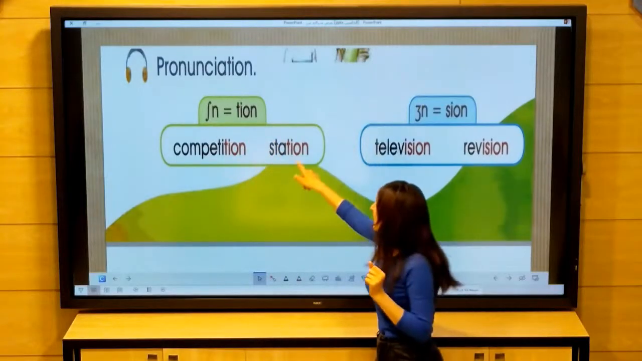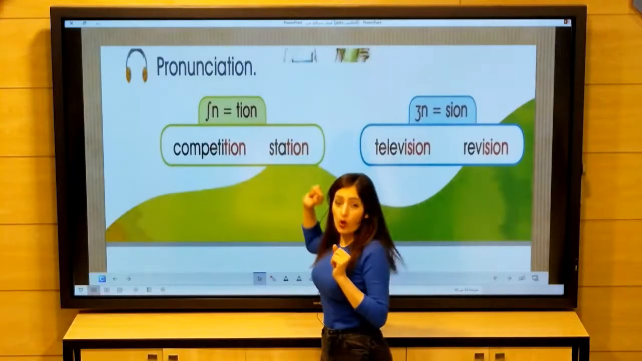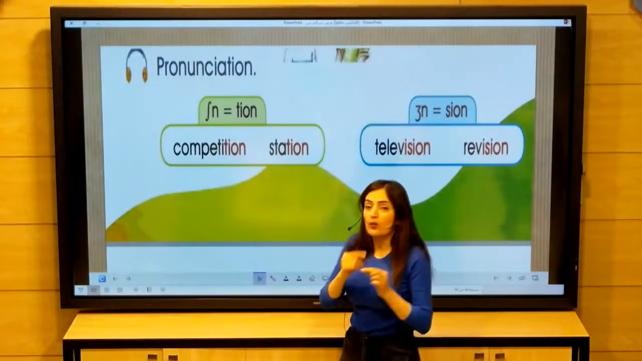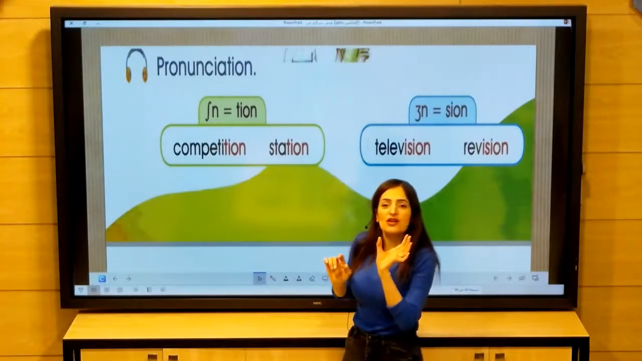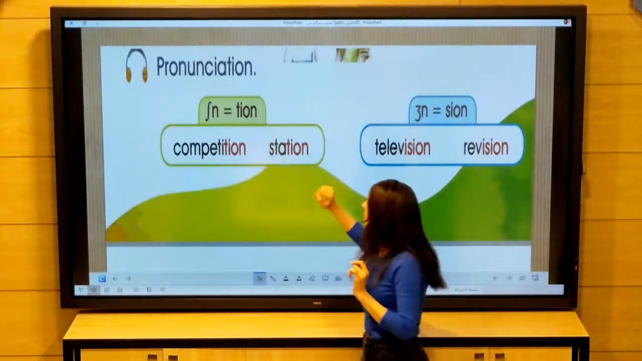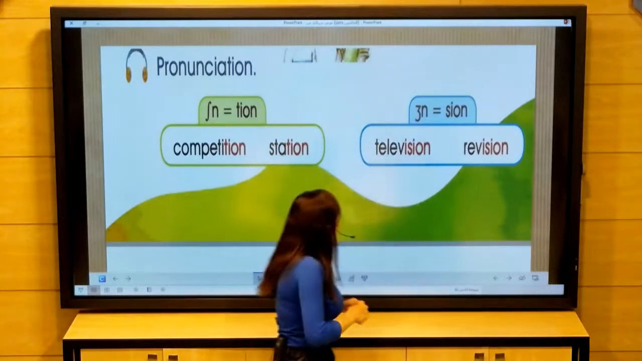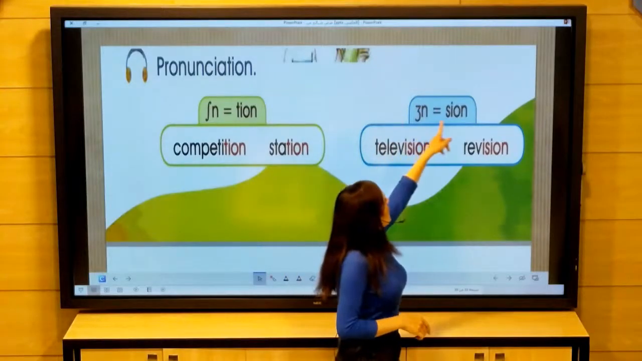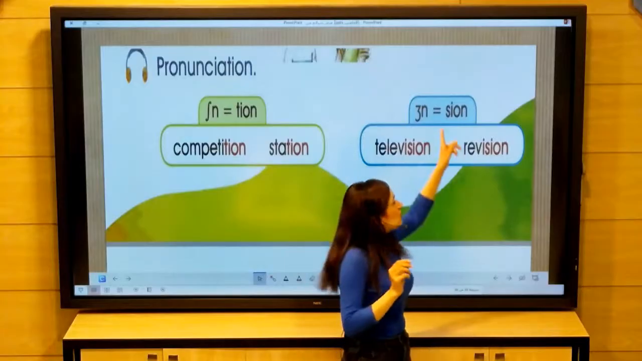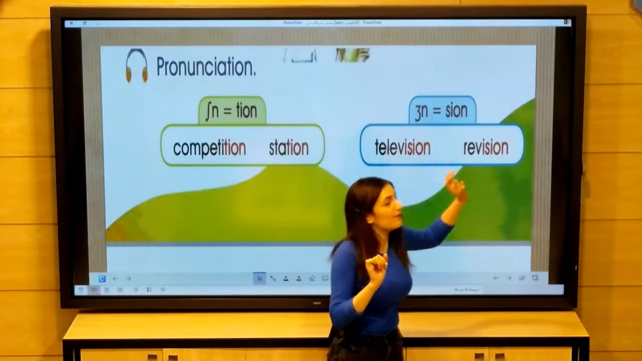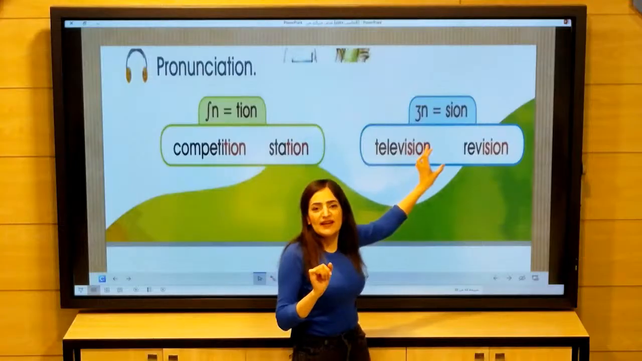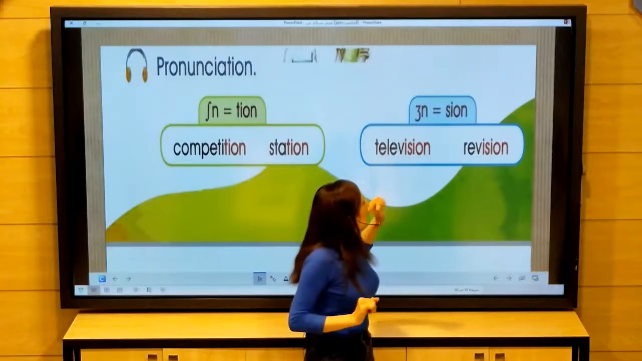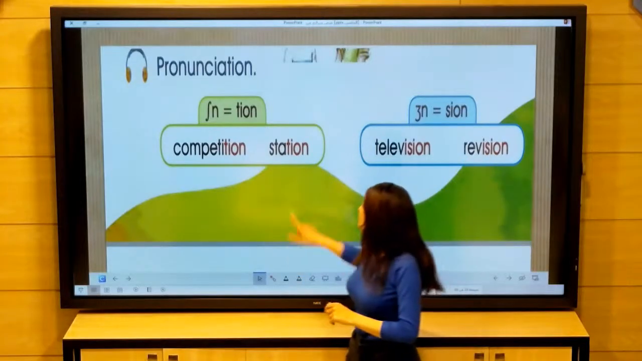Competition, station. So when I add T-I-O-N at the end of a word, I will pronounce it as "shin": competition, station. Now we have here not sha, but ja, "jin". S-I-O-N, ja, jin. Okay, ja with N. Television, television. S-I-O-N, okay, I will say jin. Revision.